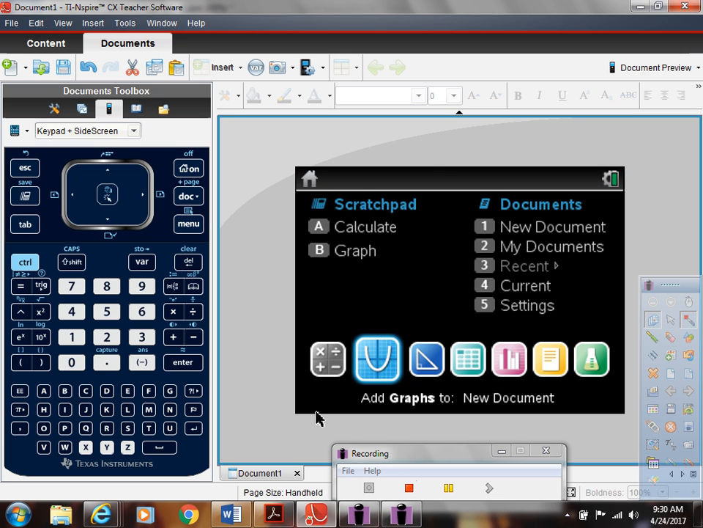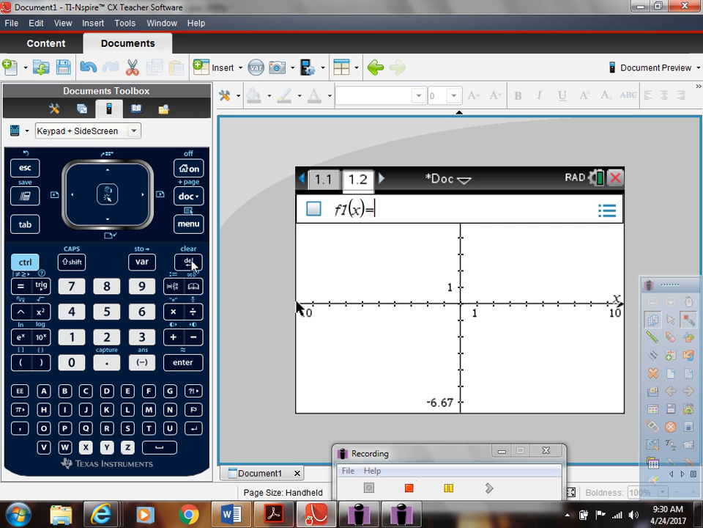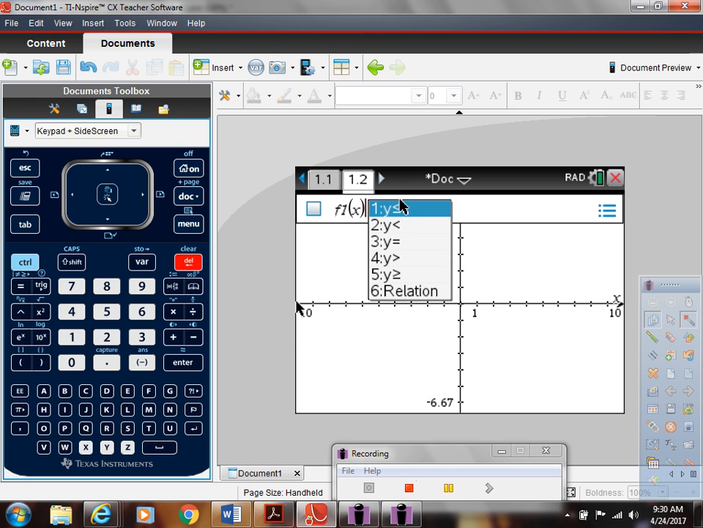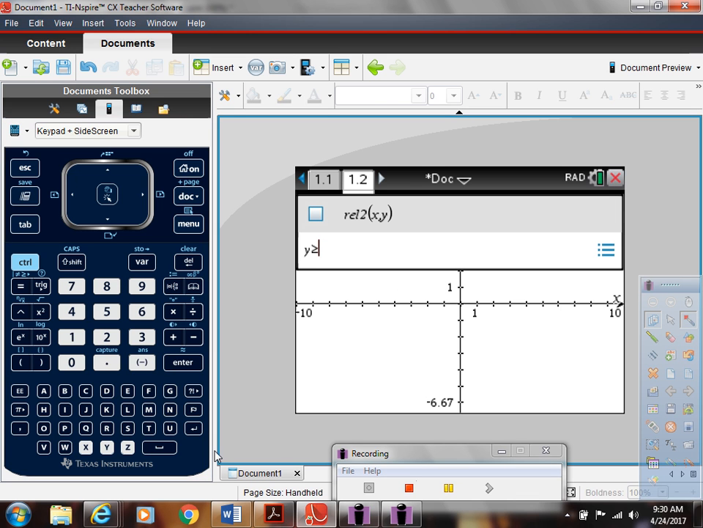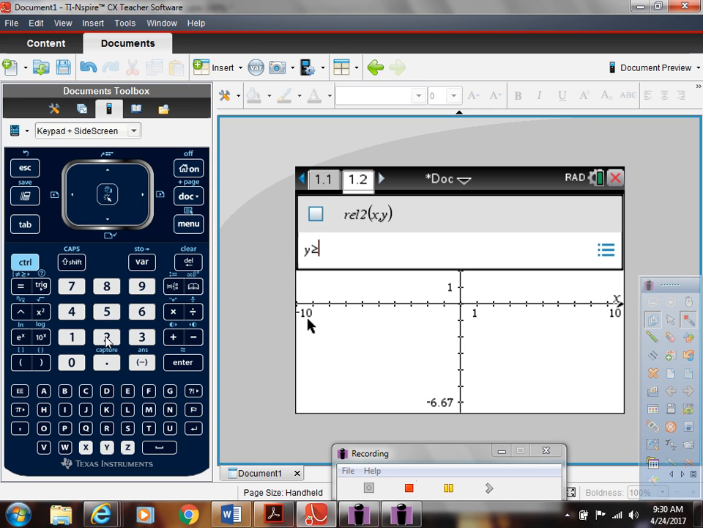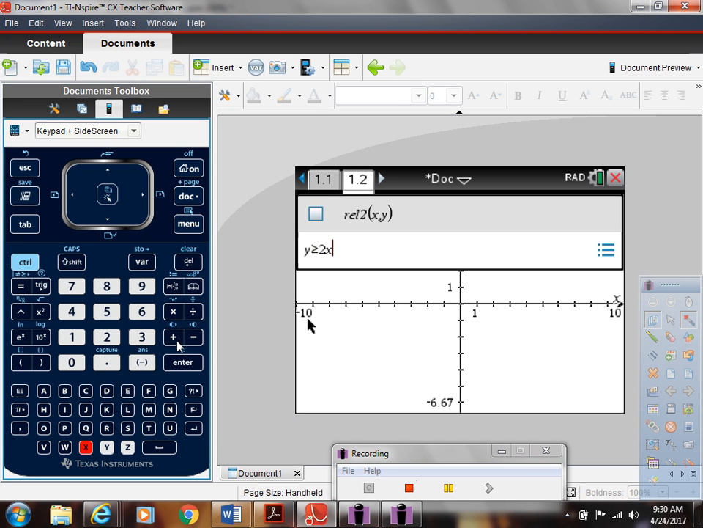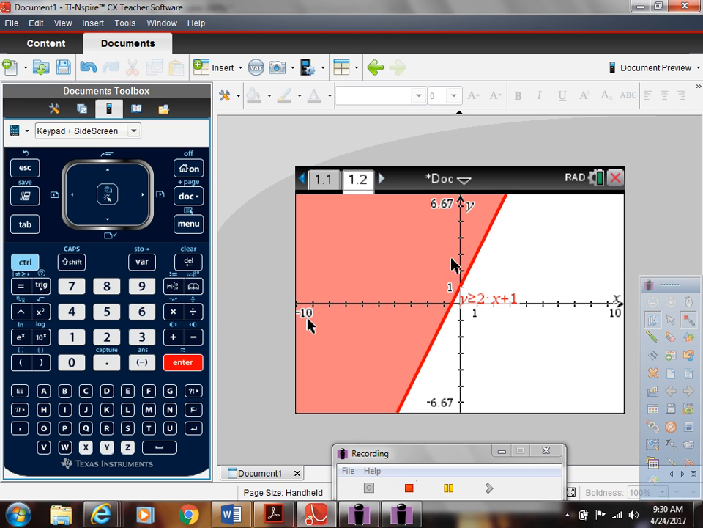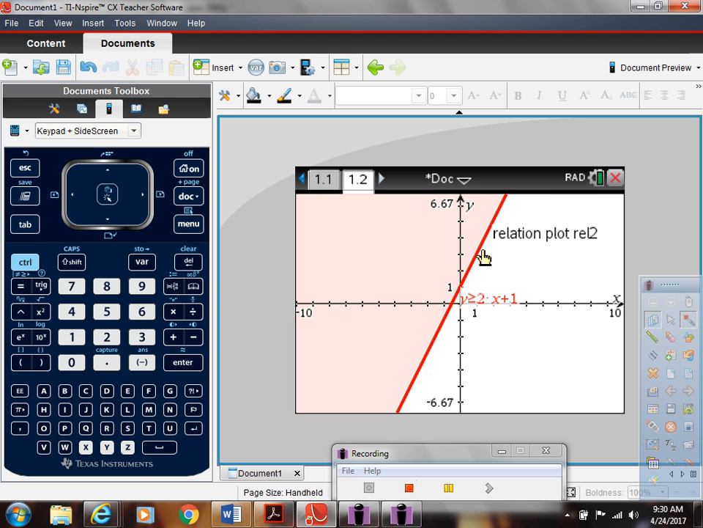So again, click on the graph app. Practice with me. Hit the delete button. This time it's greater than or equal to. So this is actually going to be a solid line. So it can be on the line, and it has to be in the shaded. Yes, in the shaded always, and on this one on the line because it's a solid line. It looks solid, but make sure you click on it to make sure. And you can see that it is a solid line.